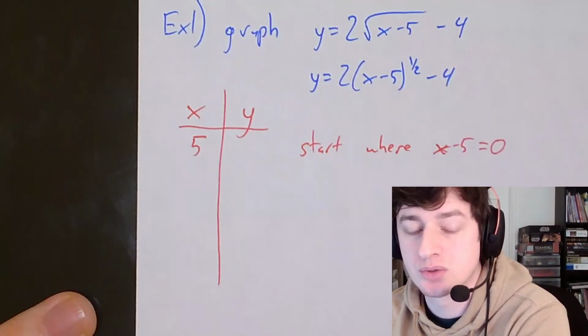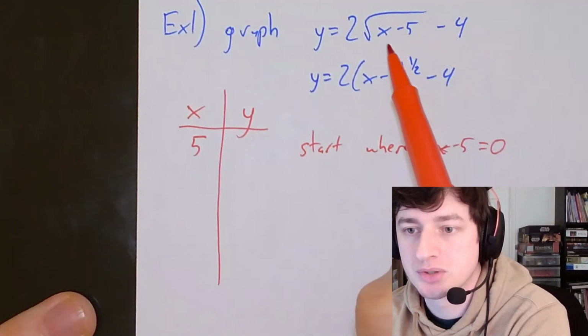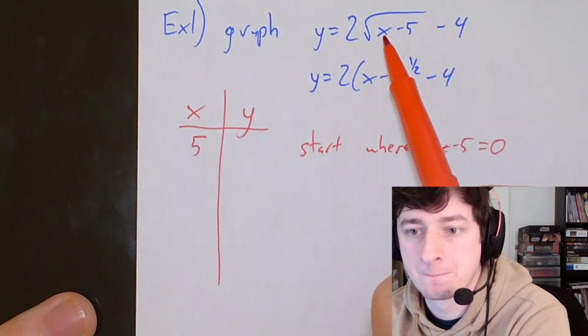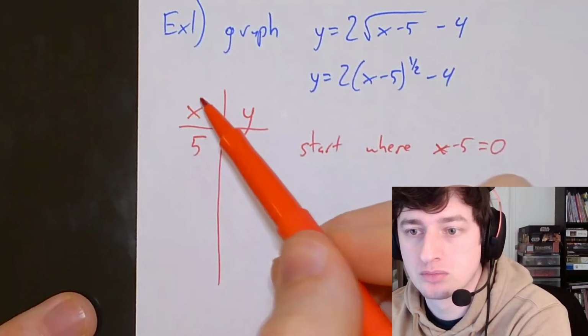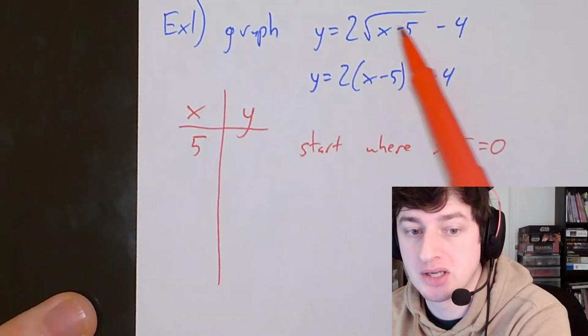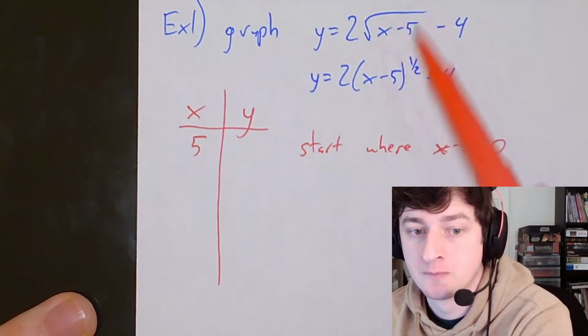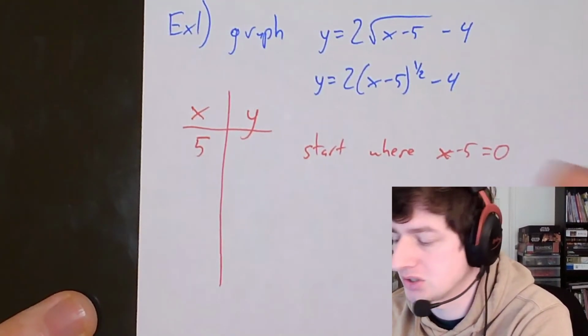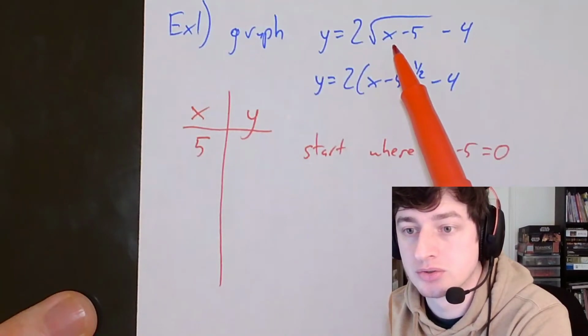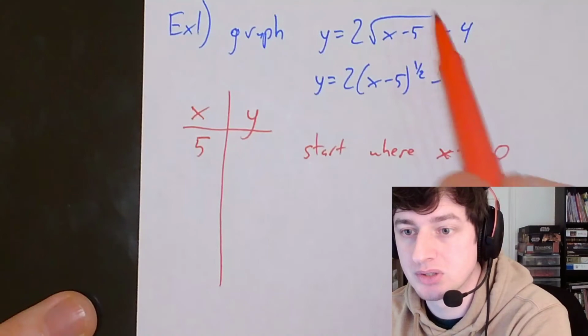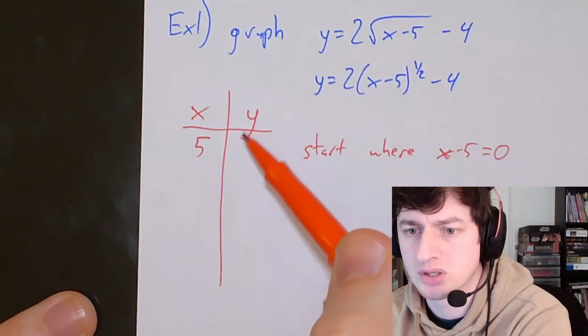So if I put in 0 here, I get a negative number, and that doesn't work. If I put in 4, I get 4 minus 5, which is negative 1, and so I have an imaginary number. Can't graph the imaginaries with the reals. You could graph imaginaries, but not with the real numbers. So we start at 5 because that's where this inside part ends up being 0.